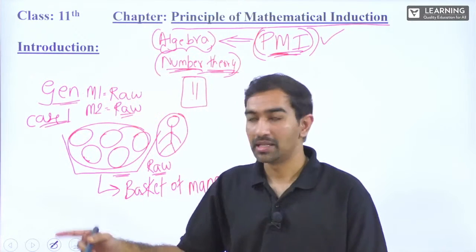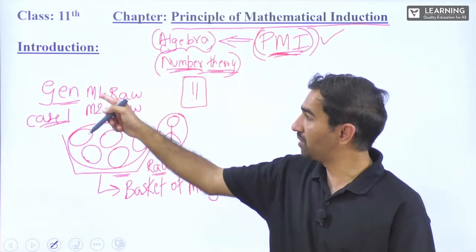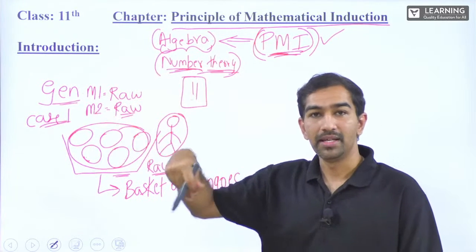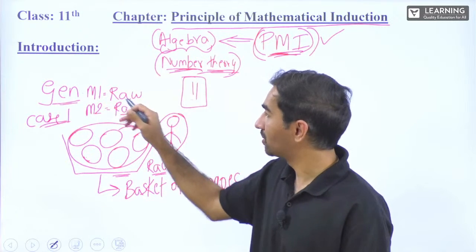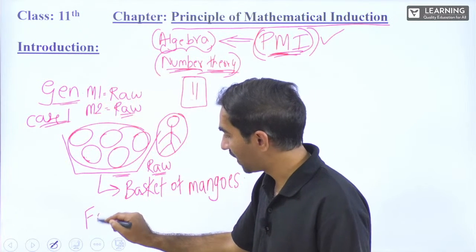Basket of mangoes. A person comes here. He picks up 2 different mangoes, M1 and M2. He examines both the mangoes and the conclusion is both the mangoes are raw. So now he comes to the final conclusion.